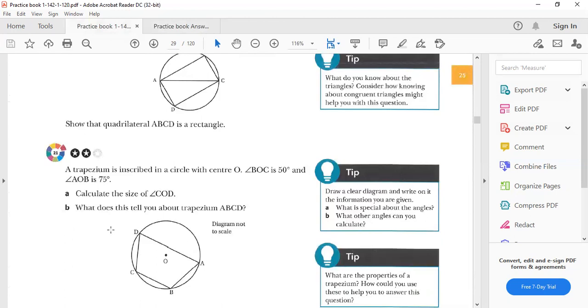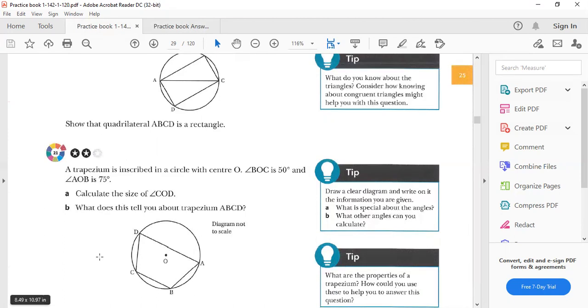Question 21: the trapezium is inscribed in a circle. You can see the trapezium inside the circle. Why inscribed? Inscribed means inside the circle. Angle BOC is 50 degrees and angle AOC is 75 degrees. Calculate the size of COD.